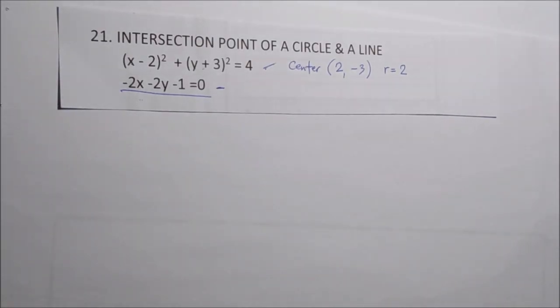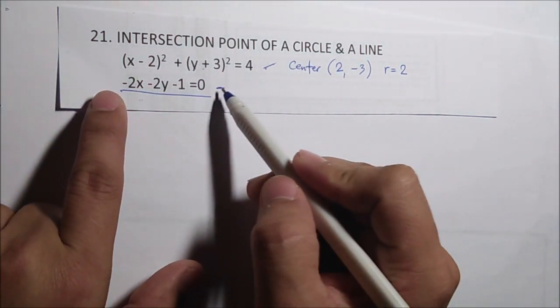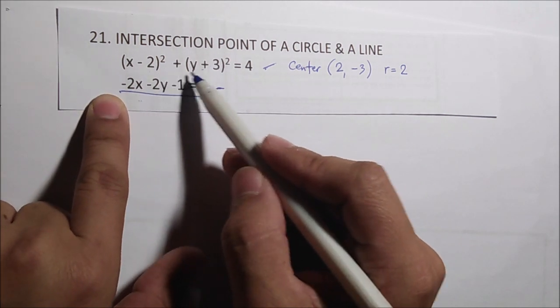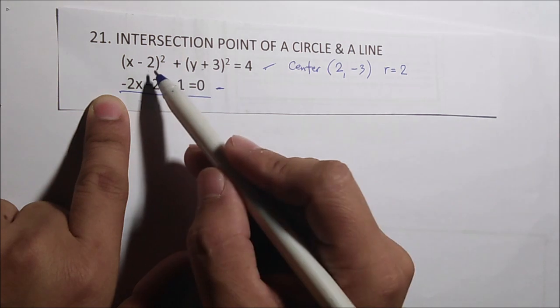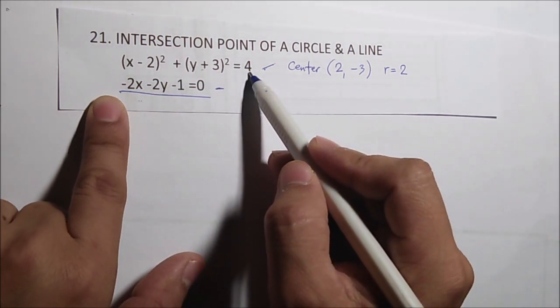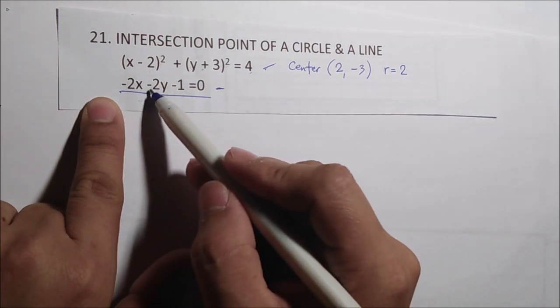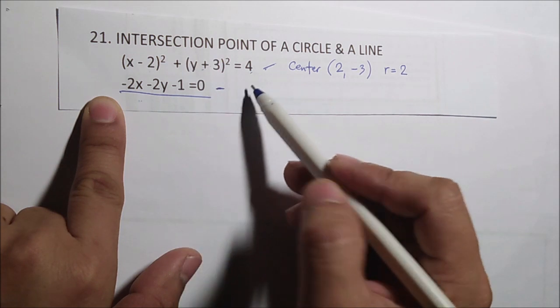Intersection point of a circle and a line. We have here an example of a circle and a line. (x − 2)² + (y + 3)² = 4. The center of this is (2, −3), and the radius is 4, and the line is −2x − 2y − 1 = 0. How to solve for the intersection of this?